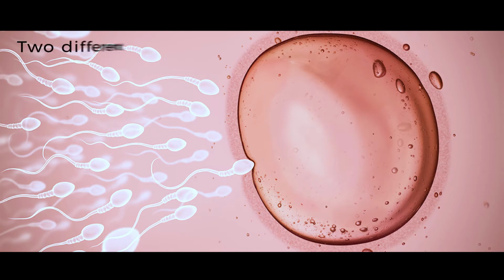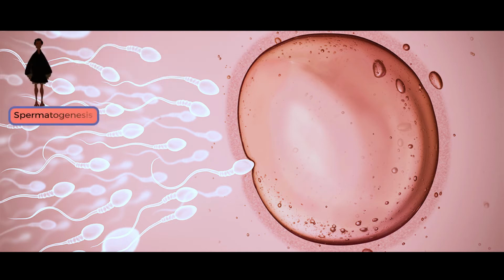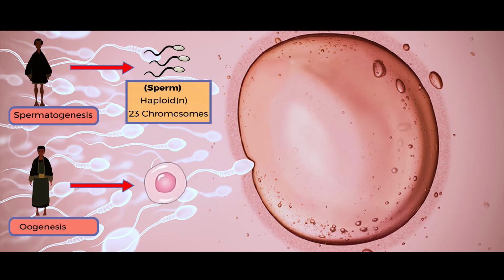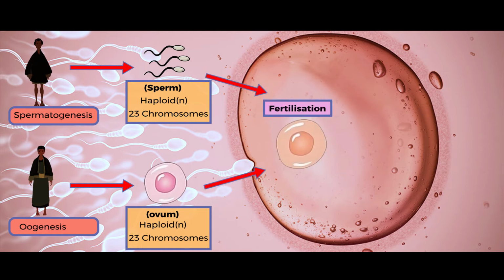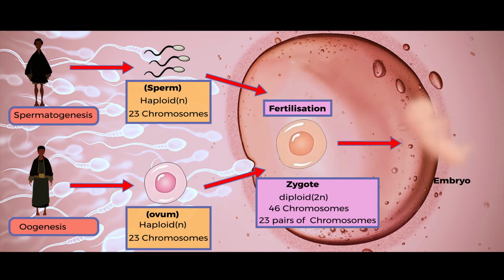We know there are two different types of gametes, or we call them sex cells. In males, spermatogenesis occurs. Because of spermatogenesis, sperm cells are produced. The sperm cells are haploid and they contain 23 chromosomes. Similarly, in females, oogenesis occurs, leading to the production of the female gamete. The female gamete, just like the male gamete, also contains 23 chromosomes. So both are haploid. They fuse during fertilization and lead to the formation of a zygote, which is a diploid cell. It contains 46 chromosomes, or let us say 23 pairs of chromosomes.